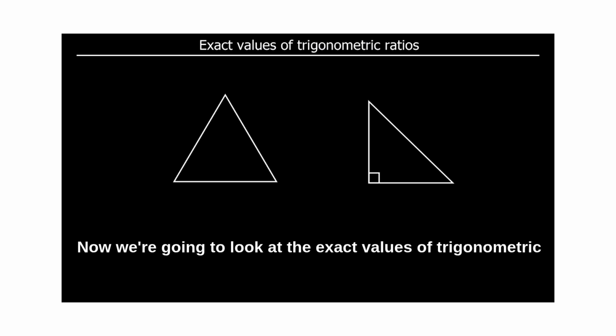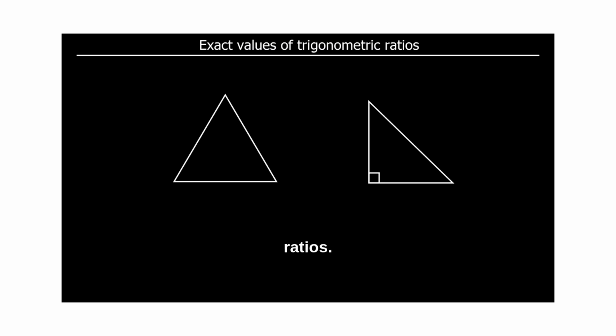Now we're going to look at the exact values of trigonometric ratios. It is good to know the exact values. Obviously, you've got a calculator, so you can just type in sine 30 and find out what it is using the calculator. But this is good to know.